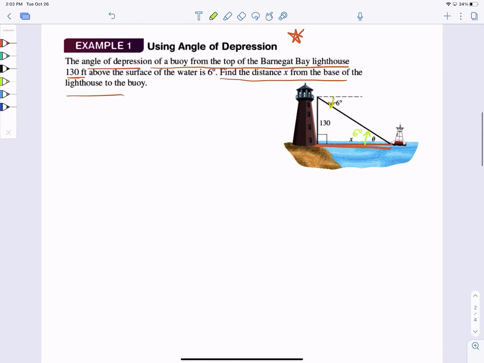And hopefully you set it up as tangent of 6 degrees is equal to 130 divided by x. Ta-da! And then you solve for x. But don't round anything, okay? 130, not 130 degrees, right? 130 divided by tangent of 6 degrees. In your calculator, parenthesize, and then divide that, okay? And make sure you're in degree mode, all right? And you should get something like this.